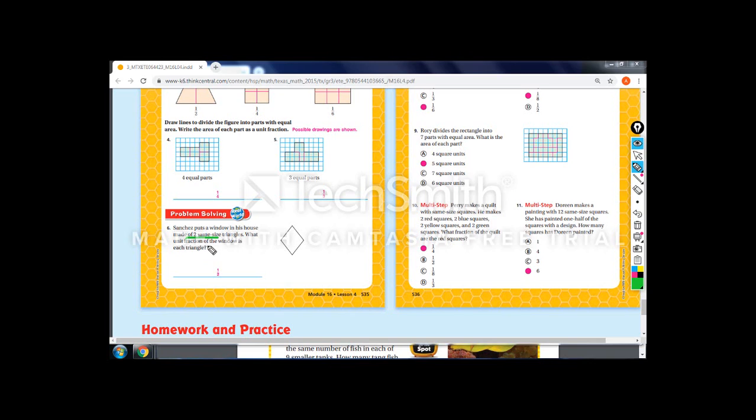What is the unit fraction of the window is each triangle? So if you divide this by half, you could call this A. You could call this B. So for A, it's 1 out of 2, and it's the same thing for B. 1 out of 2. Okay, 1/2. And it tells you right here. Good job.